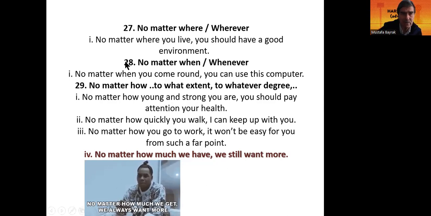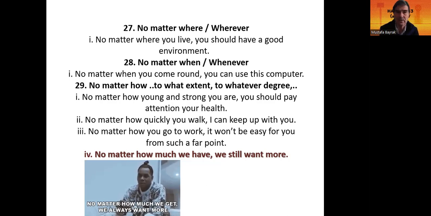Now let's change them. For example, instead of saying no matter how, however. However young and strong you are, you should pay attention to your health. Or however quickly you walk, or just how quickly you walk, I can keep up with you. However you go to work, it won't be easy for you from such a far point. Let's not mix it with the conjunction. Just however, instead of but here, means no matter how.